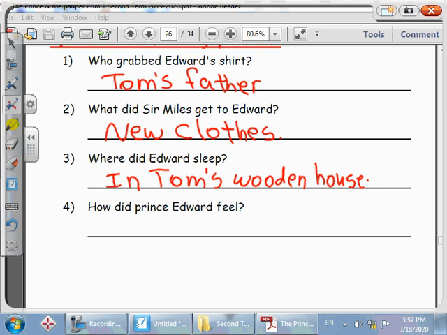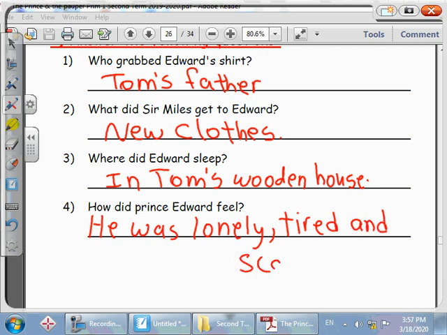On the floor. How did Prince Edward feel? Excellent. He was lonely, tired, and scared.